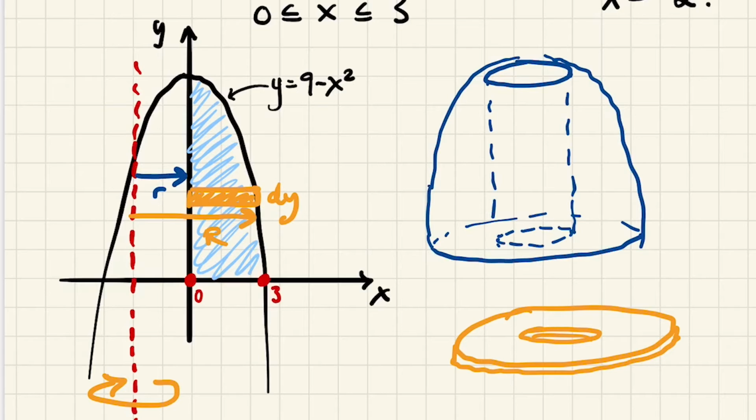So on the washer itself here, little r would just be the radius of that little disk, and big R would be the radius of the big disk. And they're both read from the axis of rotation.